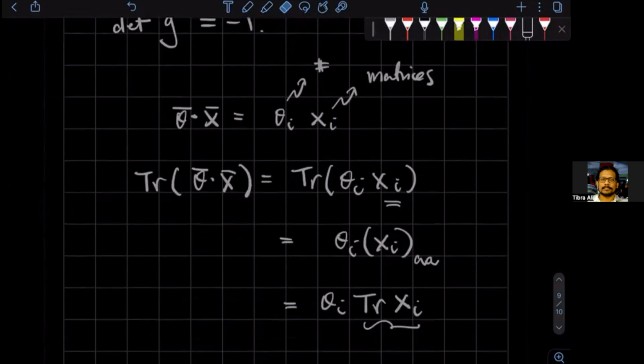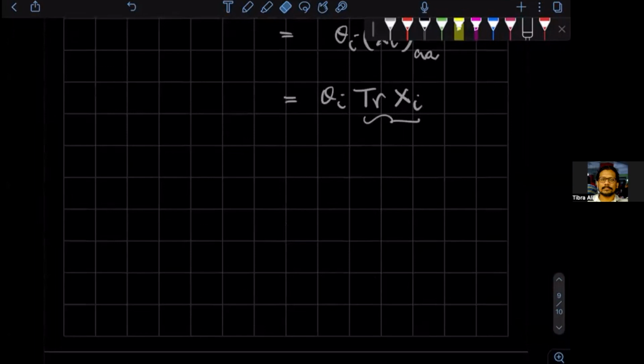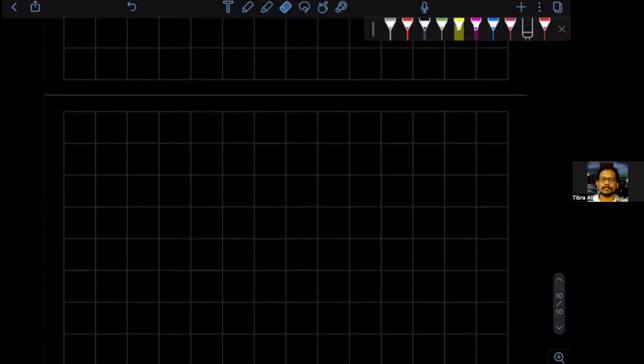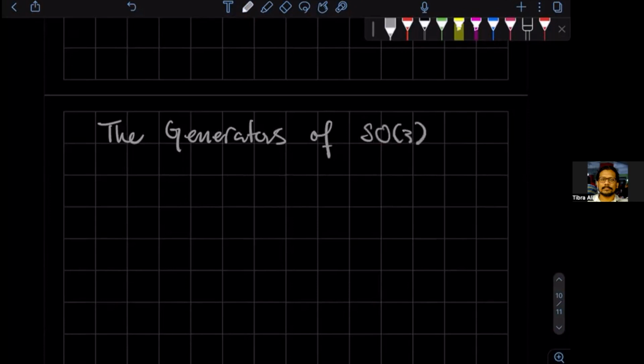Let's look more closely at the generators of SO(3). Okay, so this is our next section. Are there any more questions about what we've covered? Okay, so the generators of SO(3).